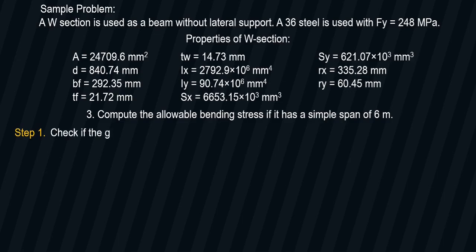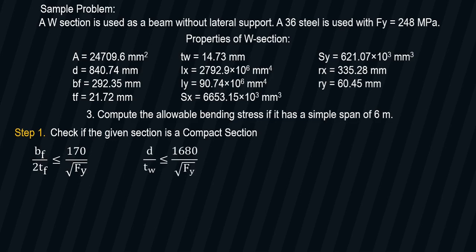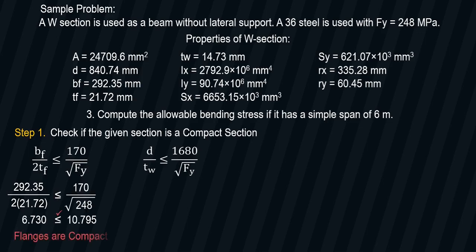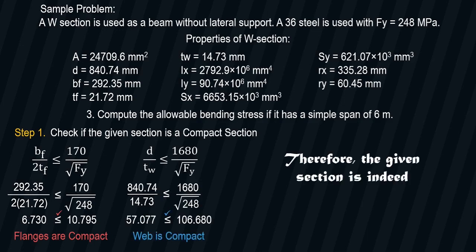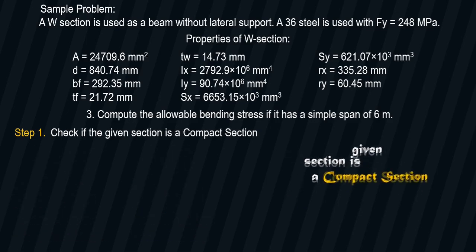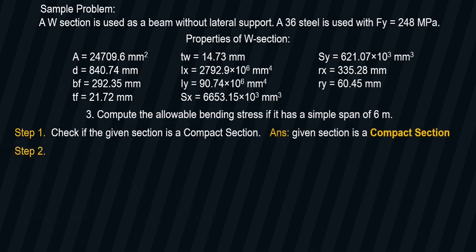Again, step number 1, we have to check if the given section is a compact section. But we already knew this because we used this problem in the previous video, so we'll just speed up everything. So therefore, the flanges are compact and also the web is compact. Therefore, we have a compact section. Step number 2, determine what case. To do that, we just need to find first the value of LB and compare it to the value of LU and LC.